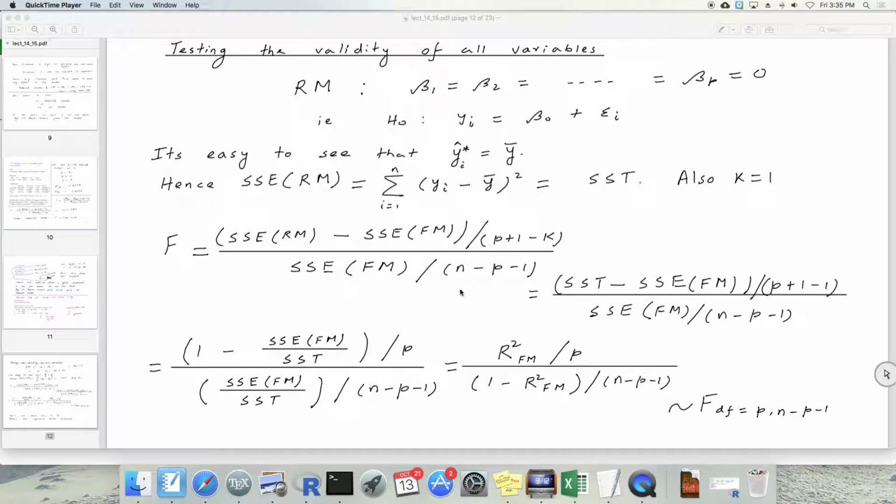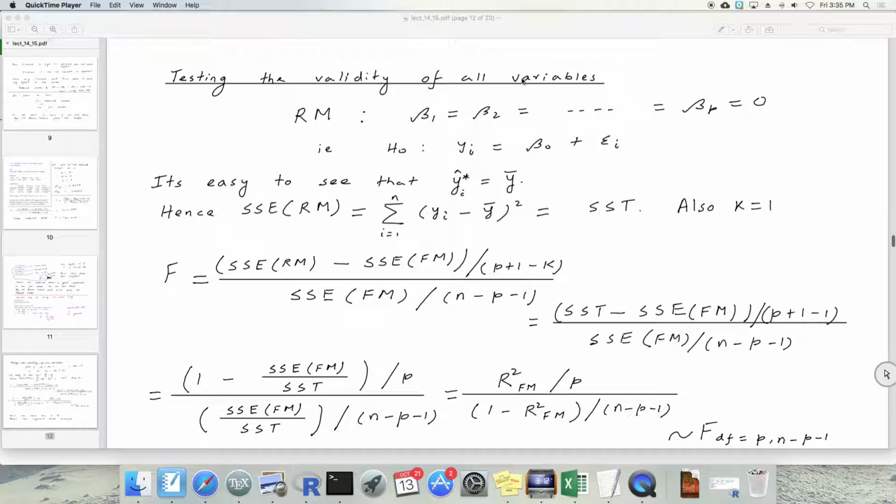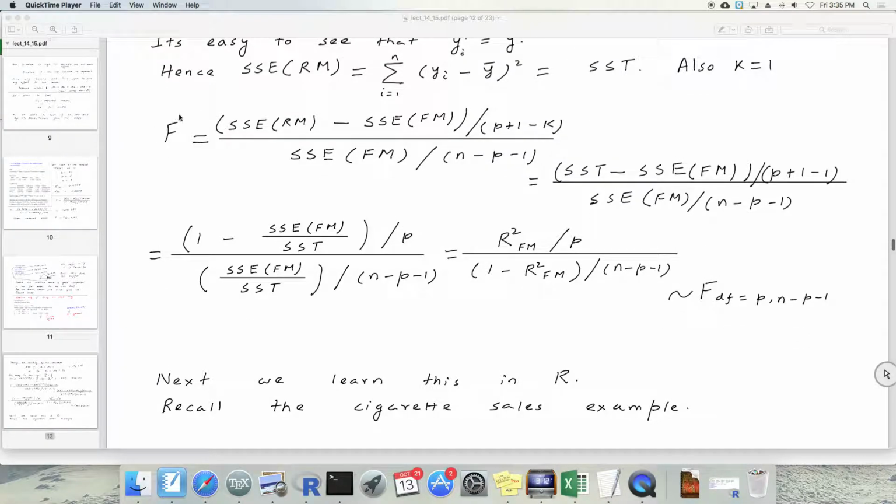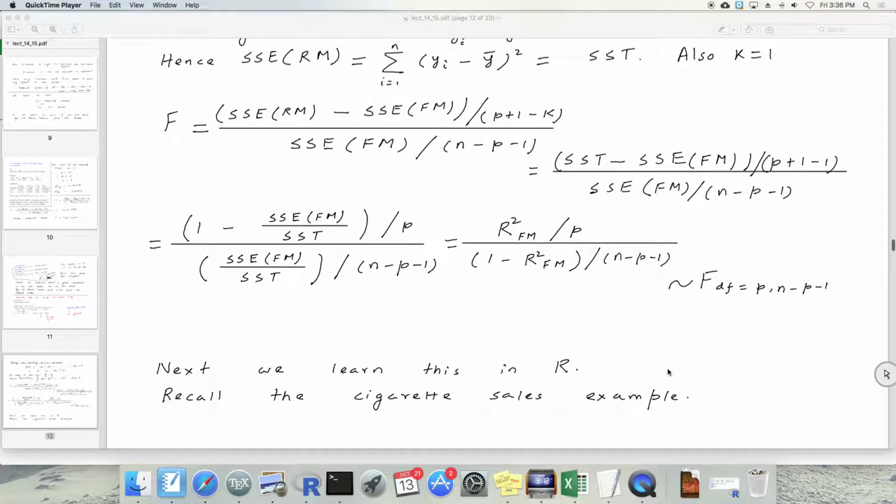Next, we did another application of the general theory. The application was testing the validity of all variables. That means, what if our H0 is that all the variables are useless? So our reduced model, or our H0, is that all the variables are useless. Once again, the F statistic for that case is given by this formula, R square by p, divided by 1 minus R square by n minus p minus 1, which follows F with degrees of freedom p, n minus p minus 1. And you do the same kinds of things.